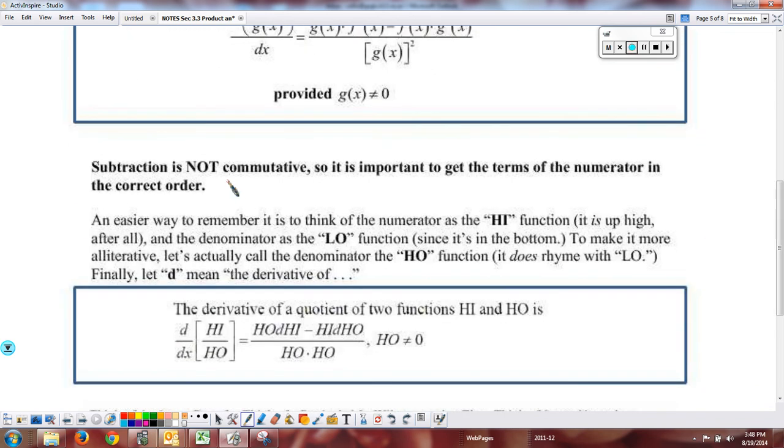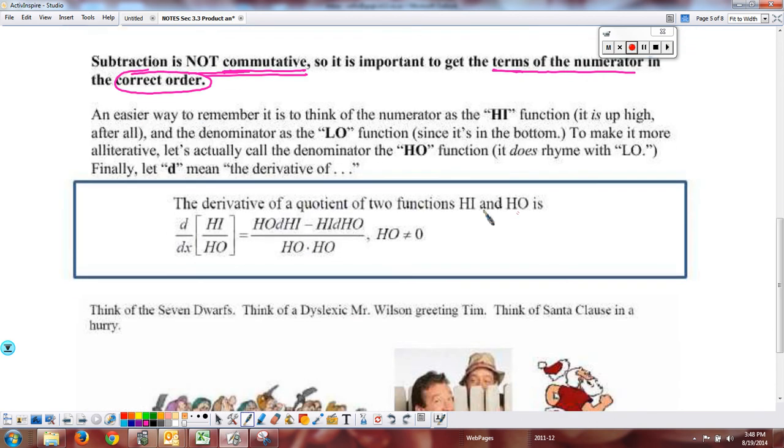This is just reminding you that we are not commutative for subtraction, so order matters. And so you have to make sure that the terms of the numerator in your rule are in the correct order. Okay? This is recapping the high-low.